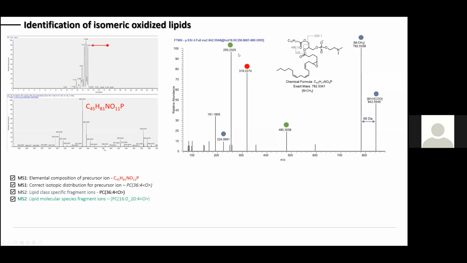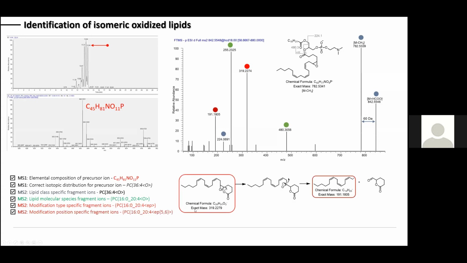Then we go for the acyl chains. In this case, we have the same 319 ion, but it doesn't lose water at all, which usually will be characteristic for the epoxide presence for this lipid. And then we look for these specific fragments which might explain to us the position of the modification site along the chain. So in this case, we have another isomeric species here, which corresponds to the modification with an epoxy group, which is located in the position 5,6 on the arachidonic acid chain.